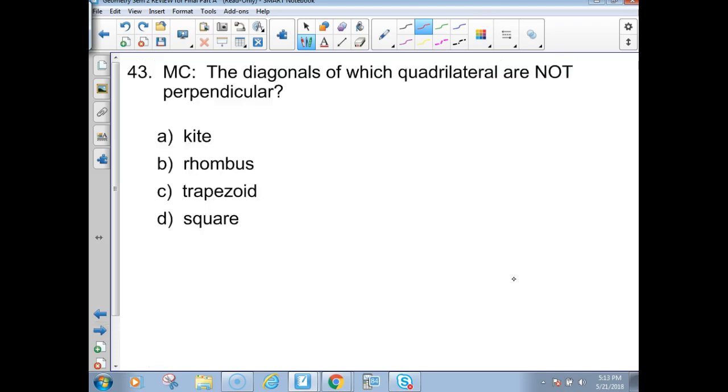Diagonals of which quadrilateral are not perpendicular? Okay, that is not true in a trapezoid. It's true in a kite, rhombus, and a square.